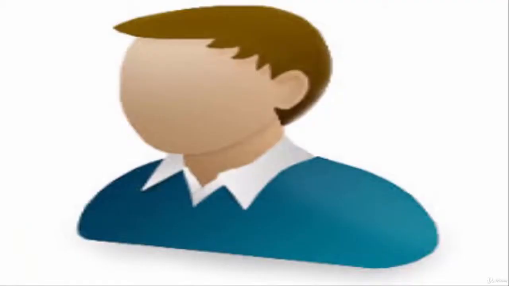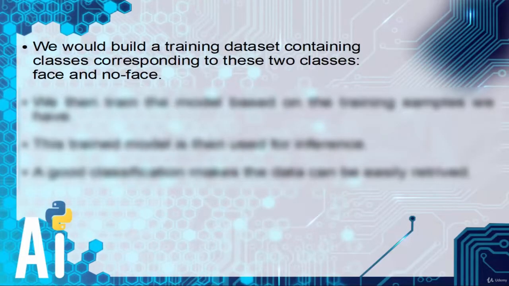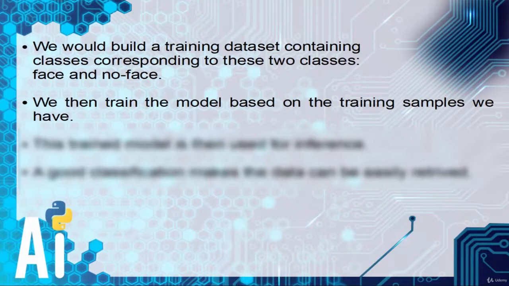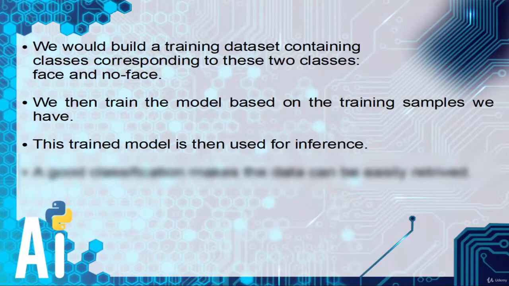For example, let's take this image. Let's say that we want to check whether the given image contains a person's face or not. We would build a training data set containing classes corresponding to these two classes, face and no face. We then train the model based on the training samples we have. This trained model is then used for inference.